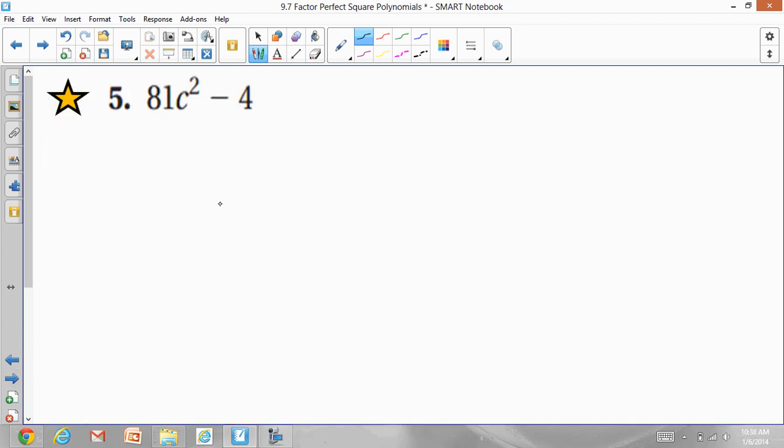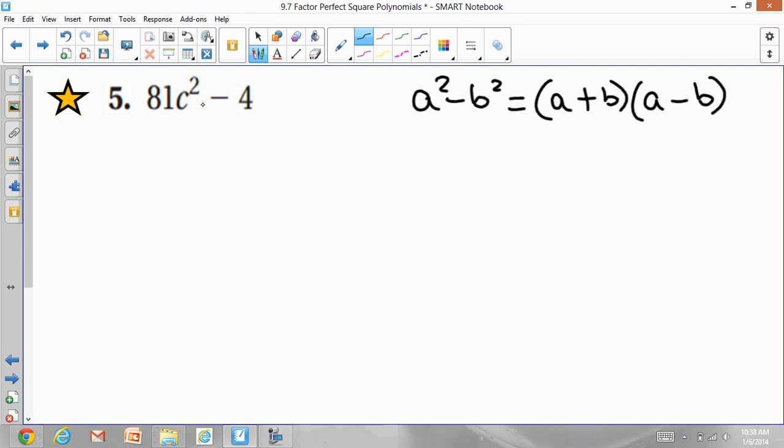Now copy question number 5. So you get 81c squared minus 4. So write this down. So you get a squared minus b squared equals a plus b, a minus b. So once you recognize that this question looks similar to a squared minus b squared, your answer obviously is going to look something similar to a plus b and a minus b. One of them is going to be a plus, one of them is going to be a minus. So if you remember this little tip, you will be able to answer a few questions in your EOC and narrow down your choices.